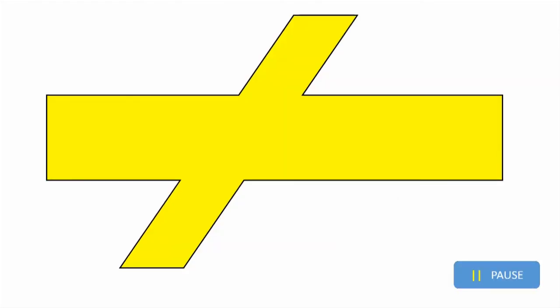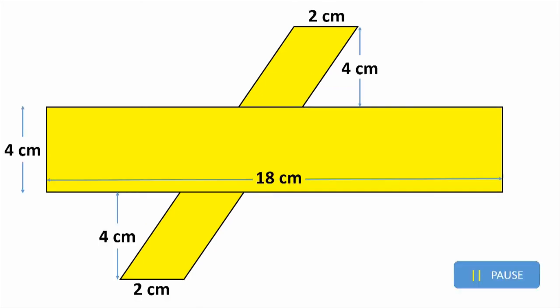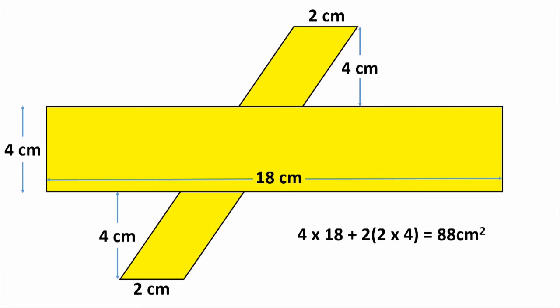Here's another shape. How do you think you'd find the area of this? Pause the video and have a go. Well, I can see a parallelogram at the top, a parallelogram at the bottom, both the same size, and a big rectangle in the middle. So I'll work out the areas of the shapes. I've got the 4 times 18, that's the area of the rectangle, and because there are 2 parallelograms, I've got 2 lots of 2 times 4, which gives me an area for that compound shape of 88 square centimeters.